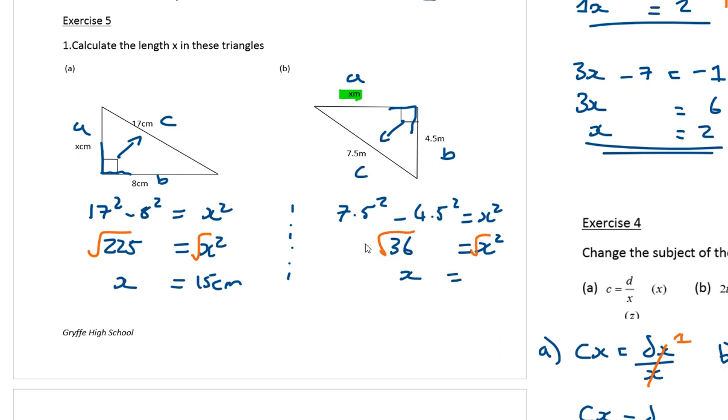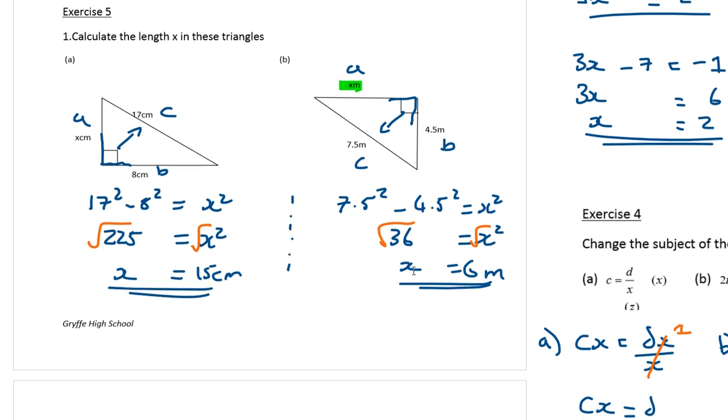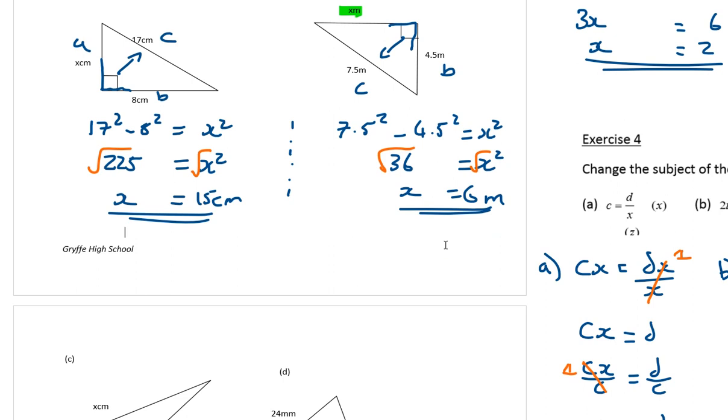So x is equal to the square root of 36. So what times what gives me 36? Well, the answer is 6. And that's in meters. So try and get used to thinking about your square numbers as well, because they pop up quite a lot. These are nice little, what's called Pythagorean triples. Nice little numbers that give you whole numbers and not crazy decimals. But yeah, try and think of your square numbers.